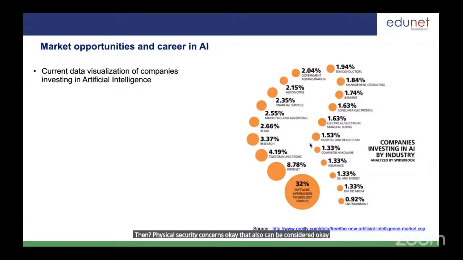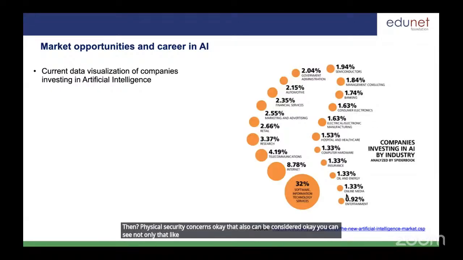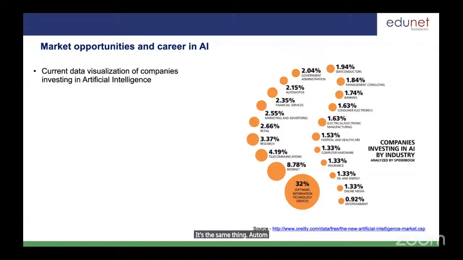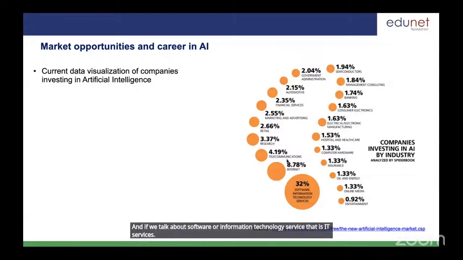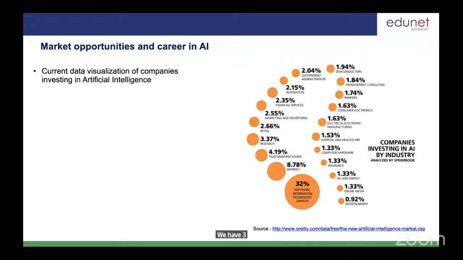You can see not only that, other fields also. We have computer hardware, which is at 1.33%. You can talk about insurance with the same thing, automotive, financial services, marketing. And if we talk about software or information technology services, that is IT services, we have 32%. So can you tell me why there are a lot of career opportunities in this software or IT services? We have 32% of opportunities in software or IT services.